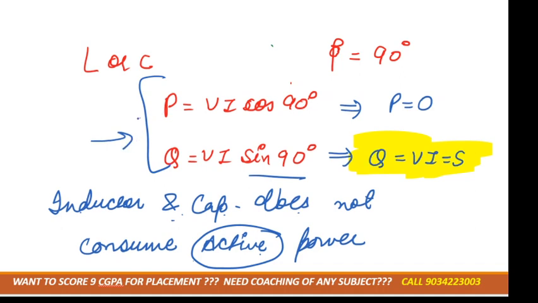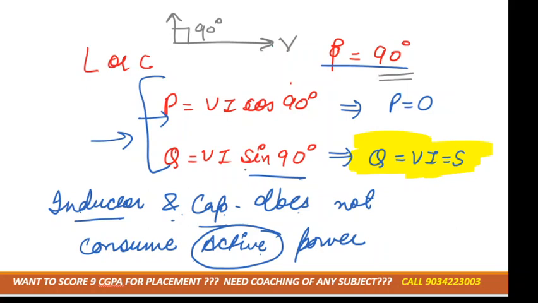By this formula you can show that for inductor and capacitor the phase angle is 90 degrees. You can draw the phasor diagram also, that in inductor and capacitor the current is either lagging or leading by an angle of 90 degrees. So if the phase angle is 90 degrees, in that case cos 90 is 0. So active power consumption is 0, but there is a consumption of reactive power that is equivalent to VI, and that is equivalent to apparent power. Okay, got it?